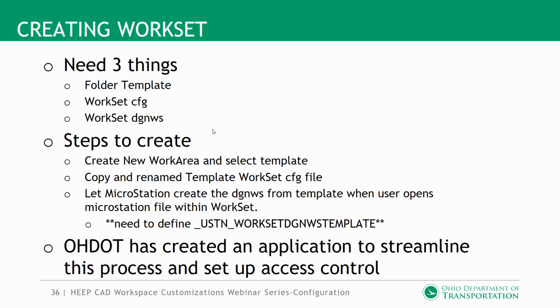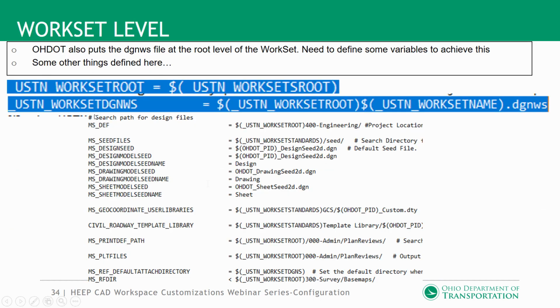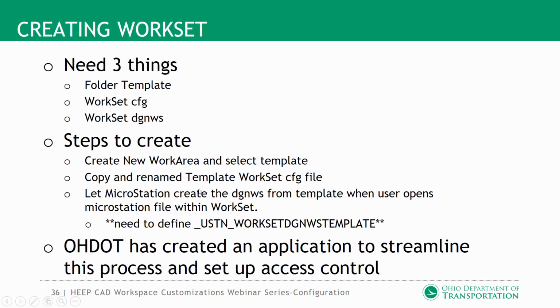So we're just going to let MicroStation create it. The way this works is the first time the user opens a dgn file within your newly created work area, it's going to go and look for the dgnws file, because we told it where to look for it right here. This USTN works as dgnws, but it's not going to find it because it's not there.